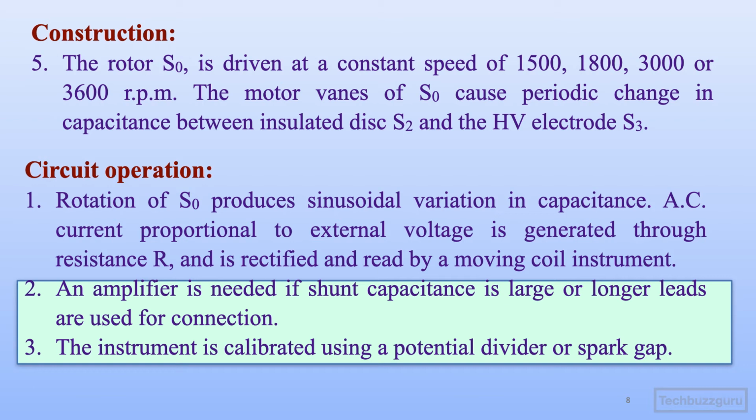Secondly, an amplifier would be needed if the shunt capacitance is large and longer leads are used for the connection. Sometimes the assembly may be such that the shunt capacitance value between the electrodes is large, and in that case the current amplification must be done for proper measurement. The third point is that the instrument must be calibrated using a potential divider or a spark gap assembly.